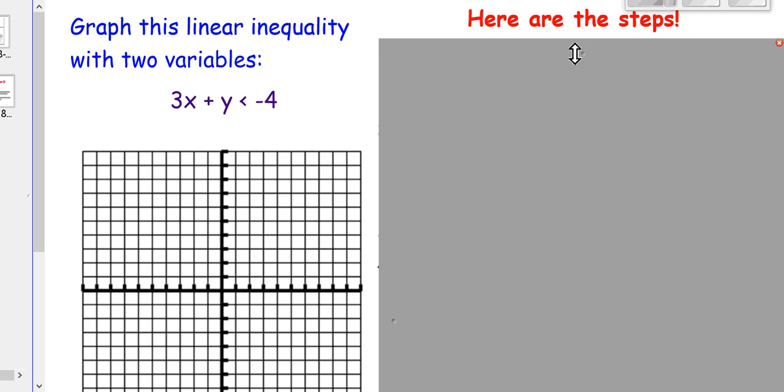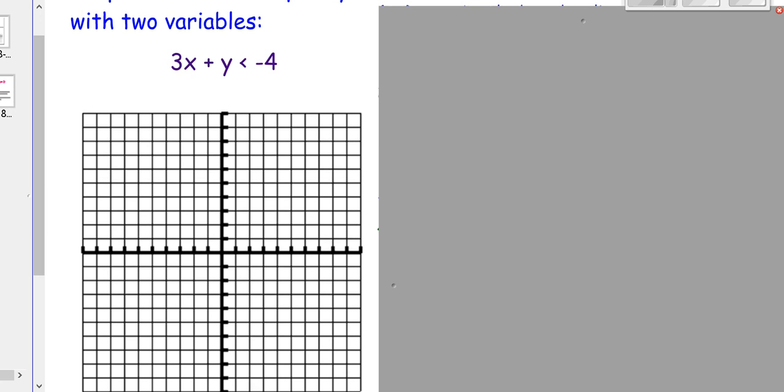Okay, I want you to try the next one on your own, but notice this one you're going to have to convert, solve for y, okay? And we will check these tomorrow when you come into class.